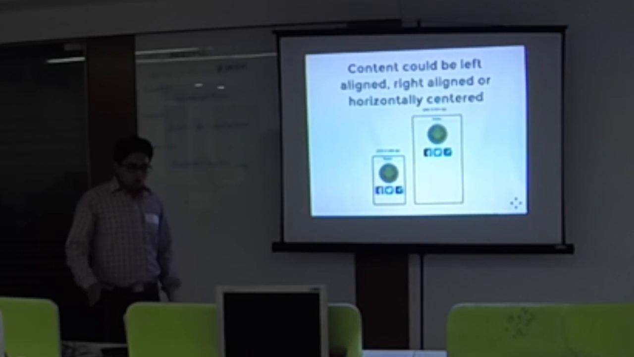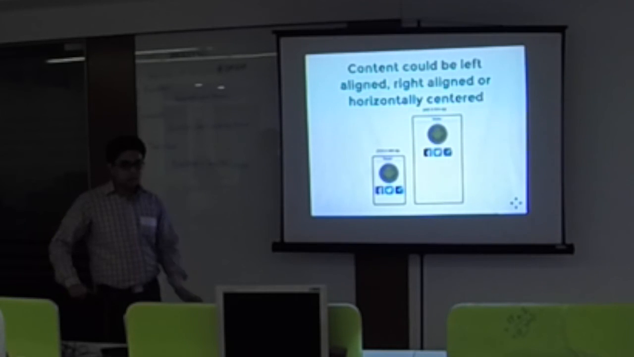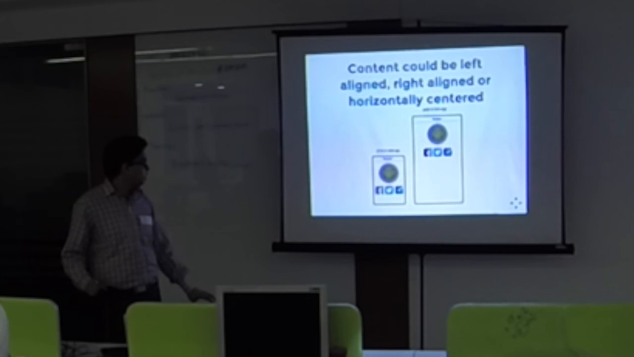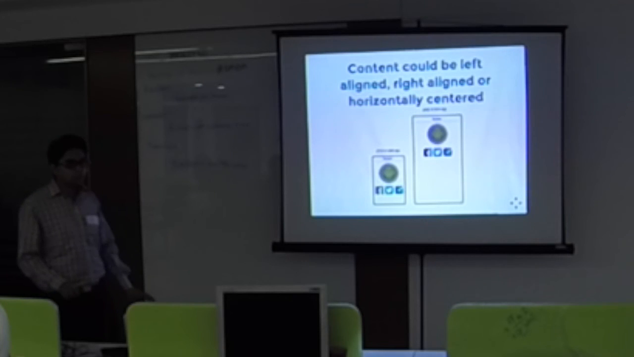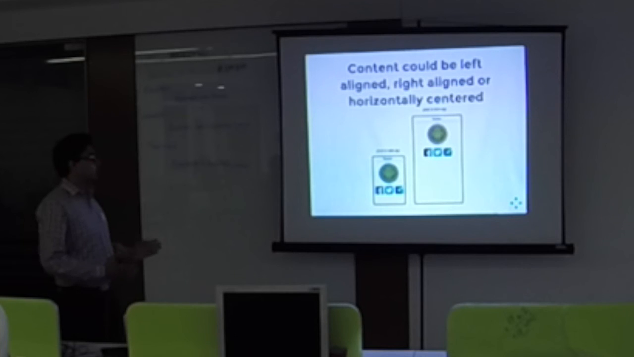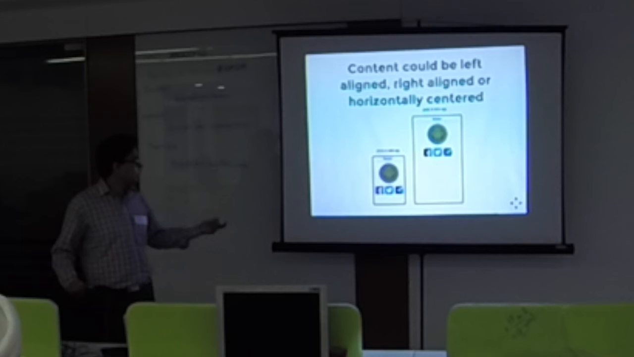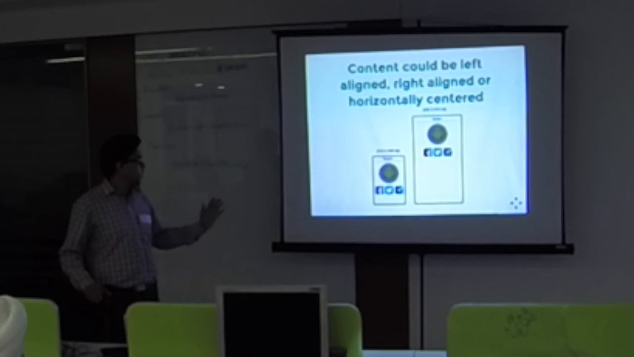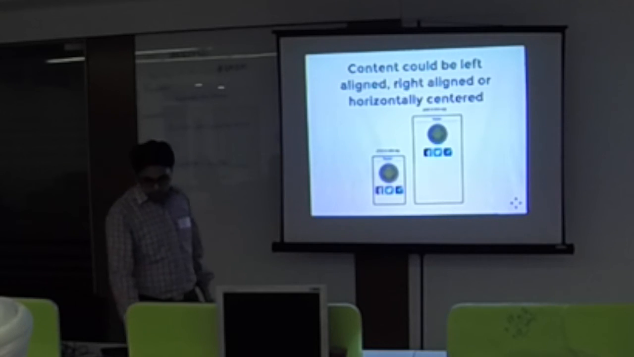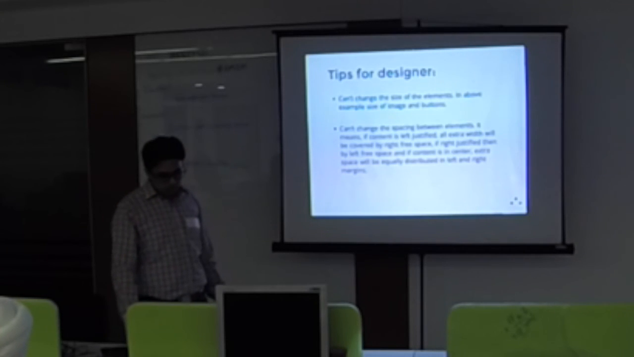If content is not edge to edge, then content would be left aligned, right aligned, or horizontally centered. Same constraints here. We can't change the sizes of the icons or the sizes of the text. The extra available space will be accumulated in the margins. So suppose in this case the content is in the center, then the extra available space will be equally distributed into the left and right margins of the device.